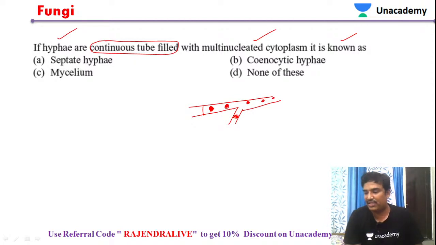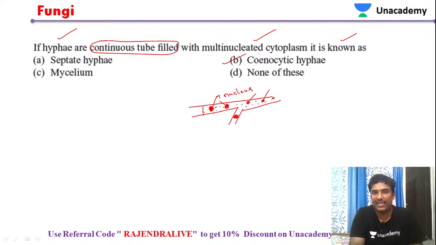So what is such a condition called? That is the question actually. You can see how the nucleus is freely moving in the hyphae. Now this is the hyphae. In that hyphae, septa is absent, so the nucleus is freely moving. This is a nucleus and this is also a nucleus. So they are freely moving. Such a condition is called cenocytic hyphae.